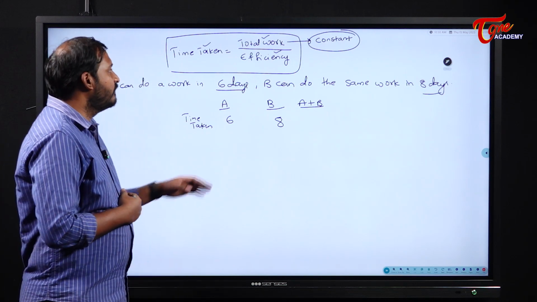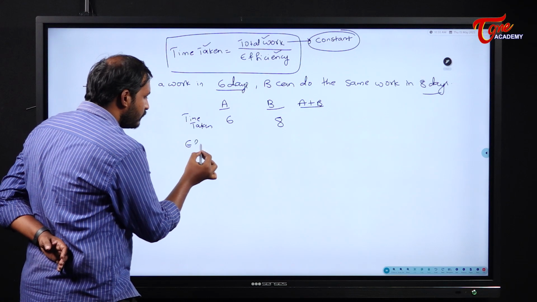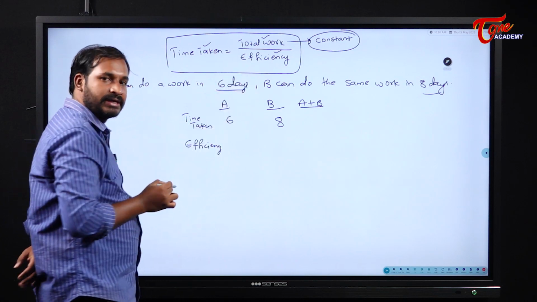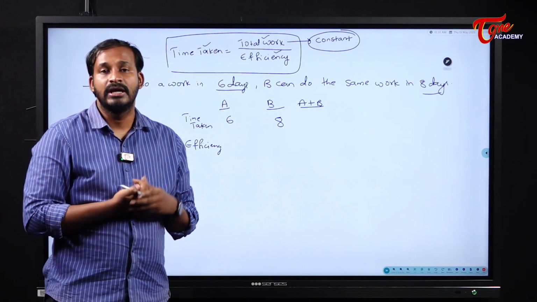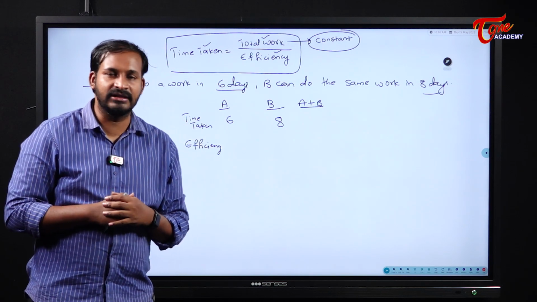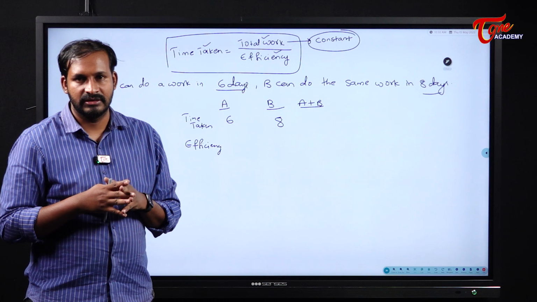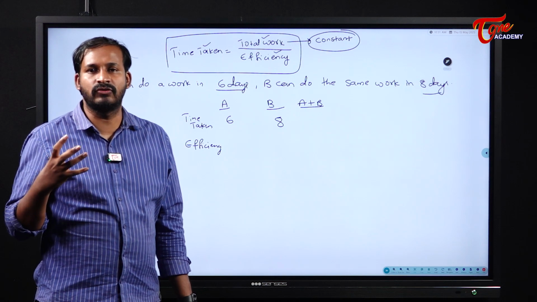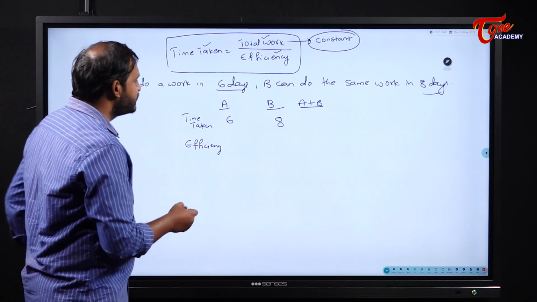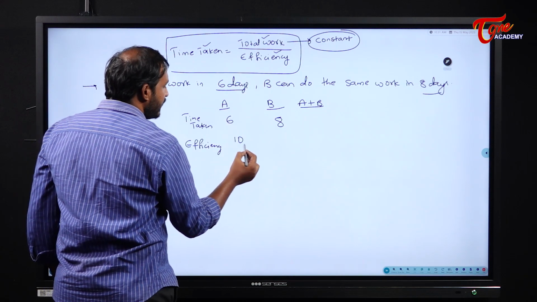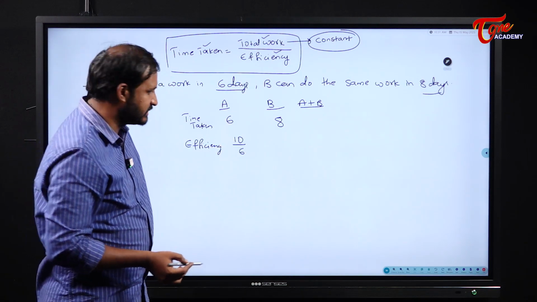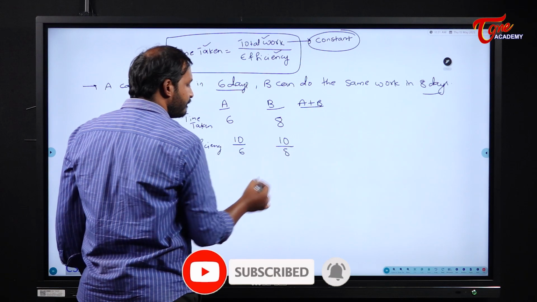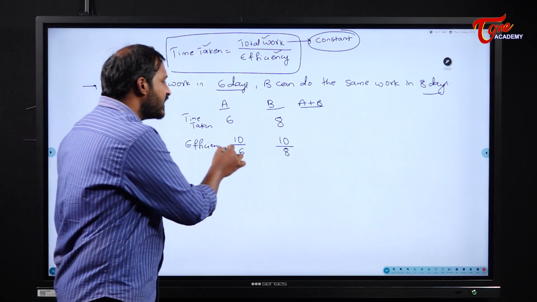Okay, good. Now, when it comes to efficiency, how can I write their efficiency? If I want to find efficiency, it is total work by time taken, right? Here we don't know the total work. So, for our understanding of the concept, take a fixed total work. I will assume that building 10 walls is the total work given for A and B. Now, what will be the efficiency of A? Total work is 10 by 6, because time taken by A is 6. Similarly, the efficiency of B is 10 by 8. Now, these are their efficiencies.